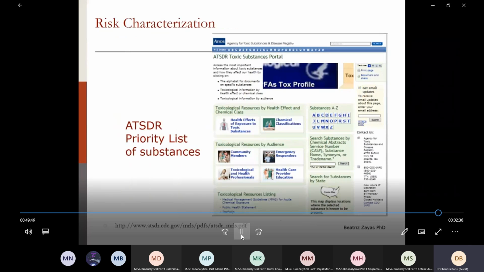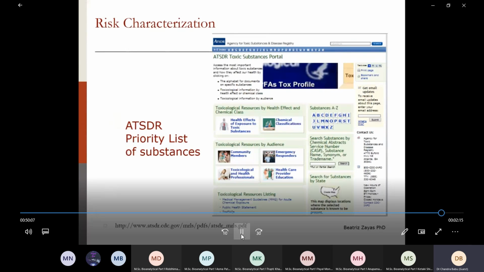Last in the risk assessment method is the risk characterization. Here, you will integrate all the toxicological information, all the dose response curves, all the information that all those studies have generated, and integrate it in order to generate a consensus of what is the risk associated with that substance.